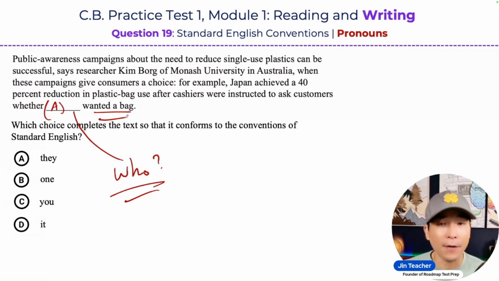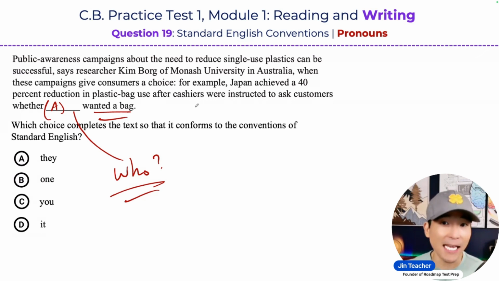Try to figure out the logical answer to that question based off of your understanding of the context. So if I ask you this question, it says, "Japan achieved a 40% reduction in plastic bag use after cashiers were instructed to ask customers whether they wanted a bag." So whether who wanted a bag?